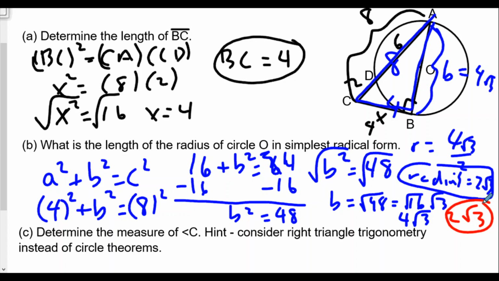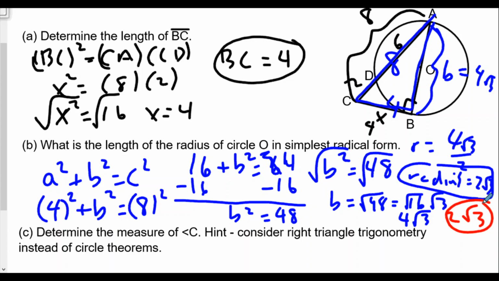Part C, which says determine angle C. Well, it's a right triangle. And the hint is going to be to consider right triangle trig instead of circle theorems. So what we're going to do in this case, because we have exact values, we could try to find the angle by using this measurement.